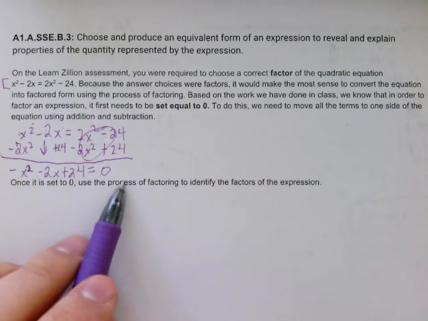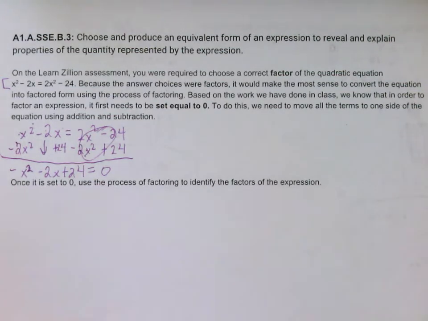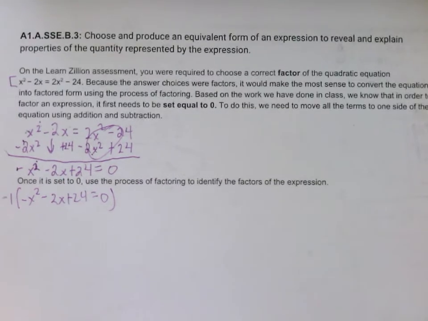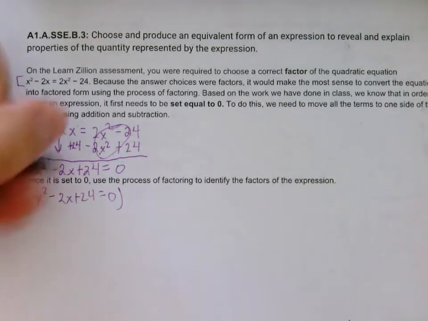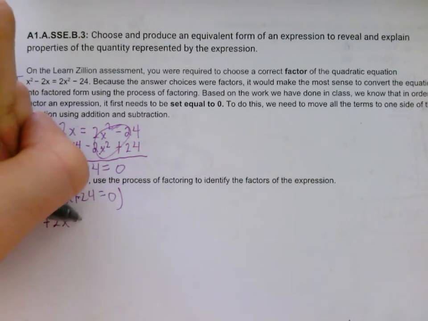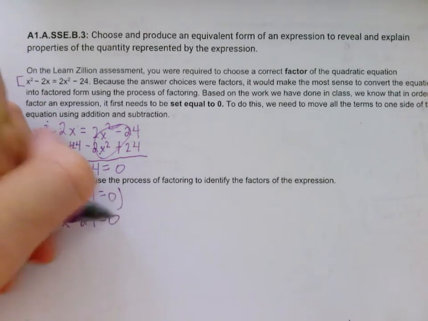So we're going to go ahead and use the process of factoring to identify the factors of the expression. Now again, before we can start doing that, I want you to notice that there is a negative in front of x squared. And before we factor, we need that negative to be a positive. So how do we turn a negative to a positive? We do it by multiplication. So I'm going to take the whole equation and multiply it by a negative 1. So negative times a negative makes positive x squared. Negative times a negative makes a positive 2x. And negative times a positive makes negative 24. And that's all equal to 0.